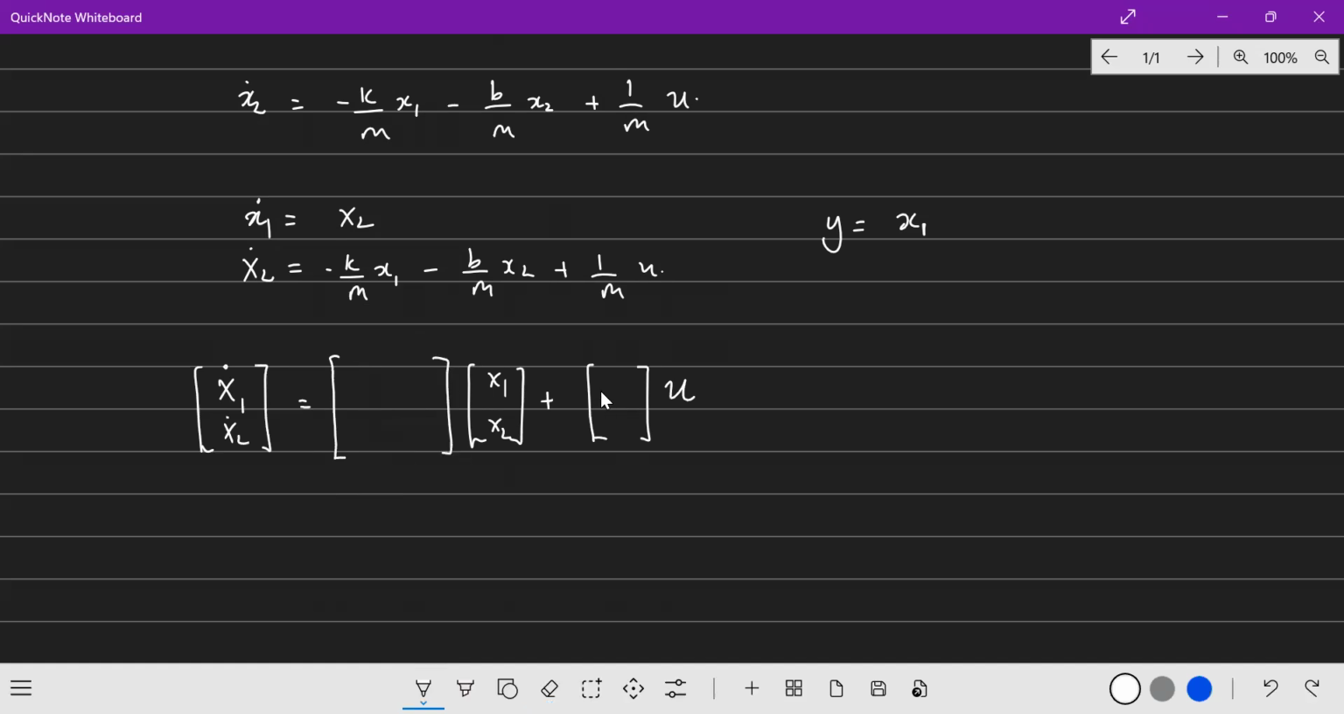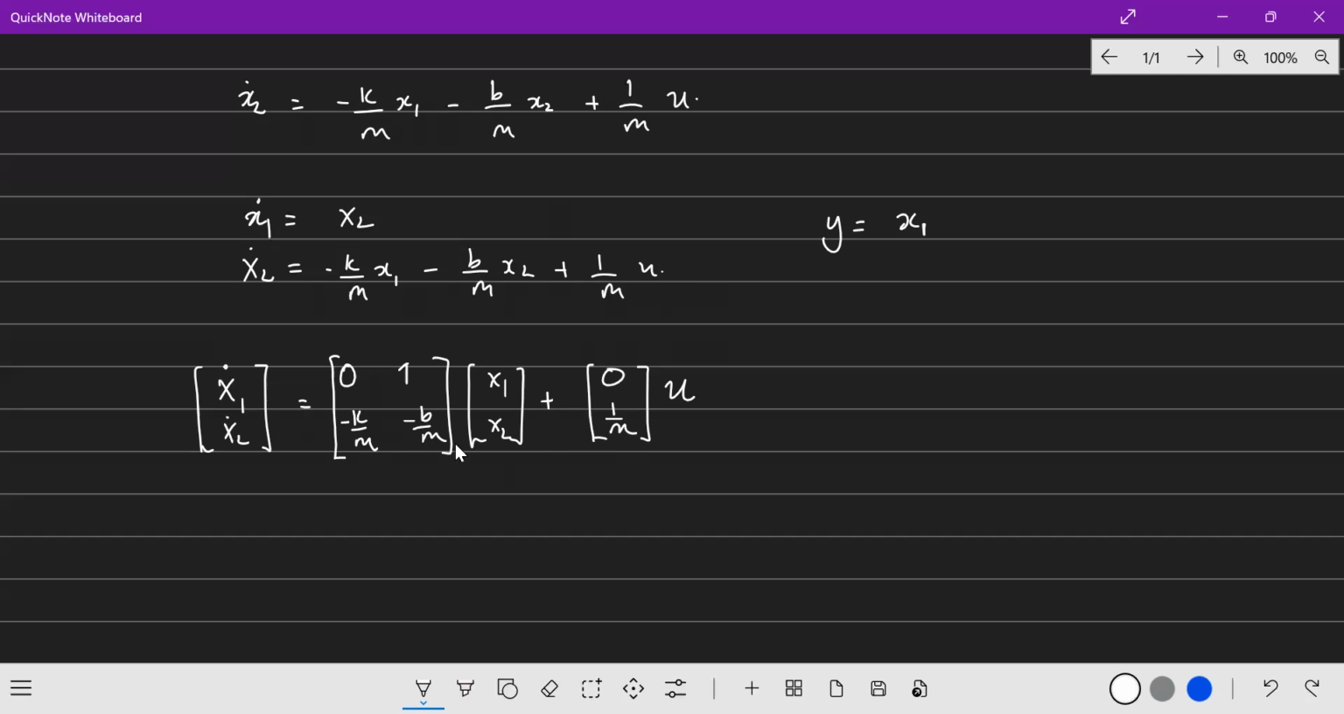Let us substitute here now. Okay, so x1 dot, you just have x2, isn't it? So meaning the coefficient of x1 is 0, of x2 is 1, right? Do you have u here? No, you don't have u, right? So you're going to put 0 here, this whole first row, isn't it? And then x2 dot, in place of x1 you have negative k over m. In place of x2, you have negative b over m, right? Okay. And then for u, which is the input, you have 1 over m.